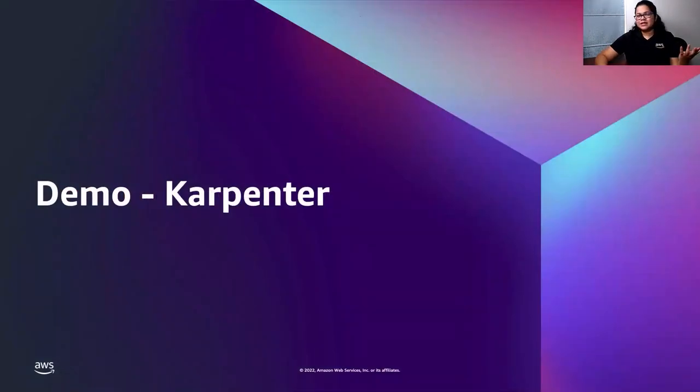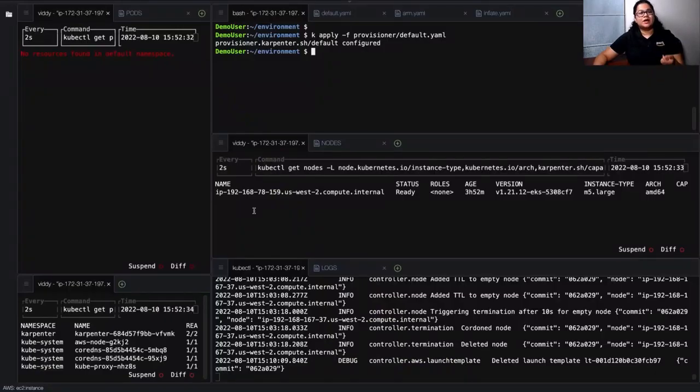So let's quickly look at our demo. In this demo, I have already set up a Kubernetes cluster. It also has Karpenter installed. You can find all the steps in the Karpenter documentation. I'll provide the link towards the end of this presentation.